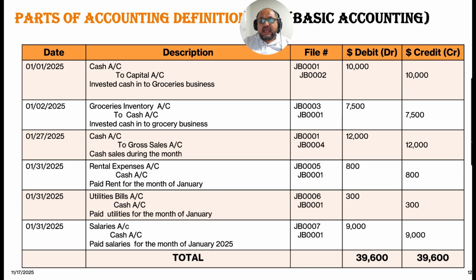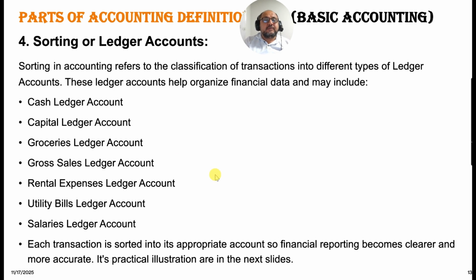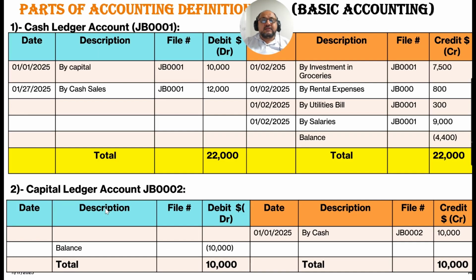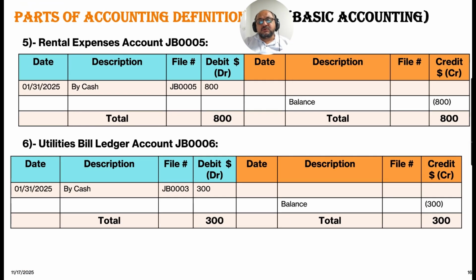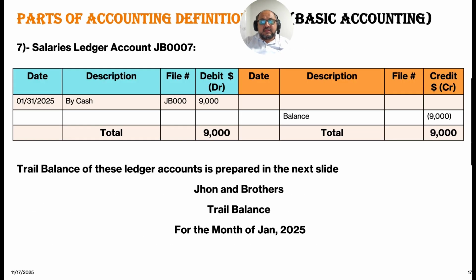That was for today, and in the upcoming video, I'm going to teach you number 4, sorting of ledger accounts, which are cash, capital, groceries, gross sale, rental expenses, utility expenses, salaries expenses. These are the ledger accounts which I prepared for you. I will teach you how I prepared them. Nowadays people are using T systems, one line like this and another between. But for your better understanding, I made it in the shape of a frame, so you will be able to understand it better.